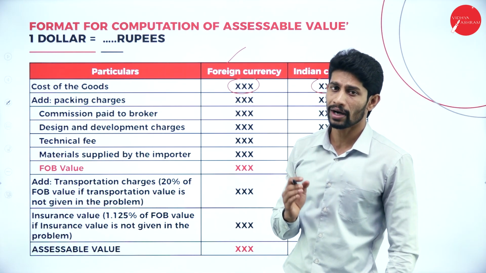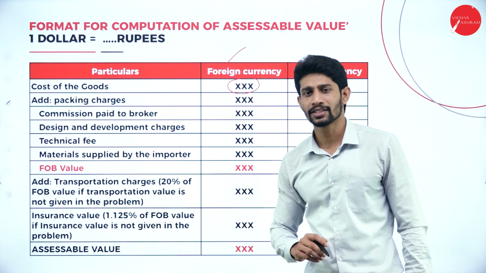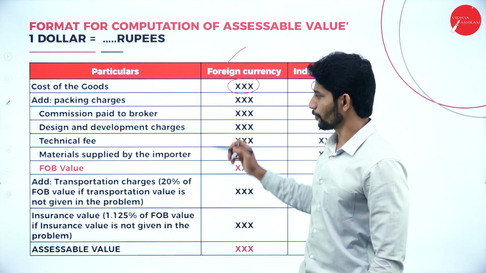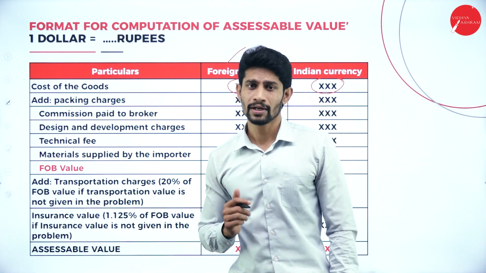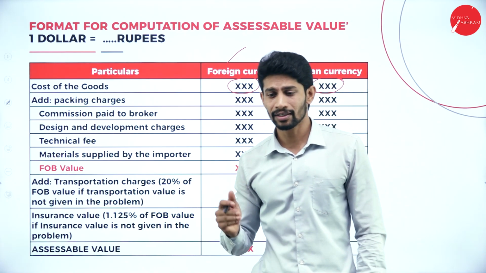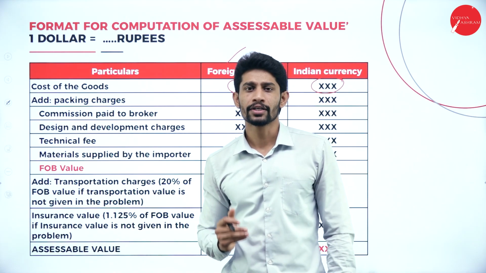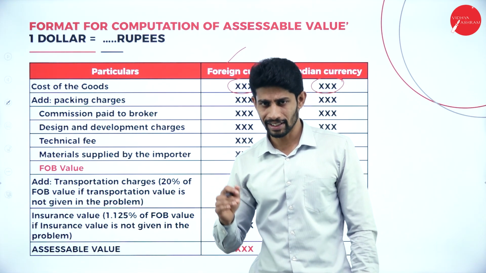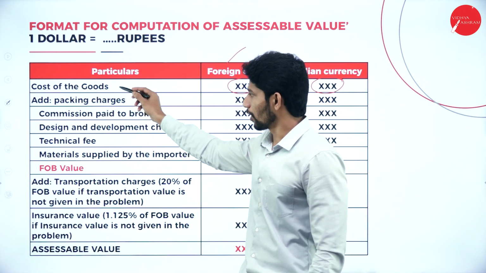Then for that, you're supposed to add packing charges, commission paid to broker, design and development charges, technical fees, materials supplied by the importer. So any kind of expenditure incurred along with the cost of the goods should be added to the cost of the goods, except the expenditure incurred in India. For example, transportation cost paid from port to factory or insurance charges paid from port to factory. Like that they'll give. So any expenditure incurred in India should not be considered, and you're not supposed to add it to the cost of the goods.